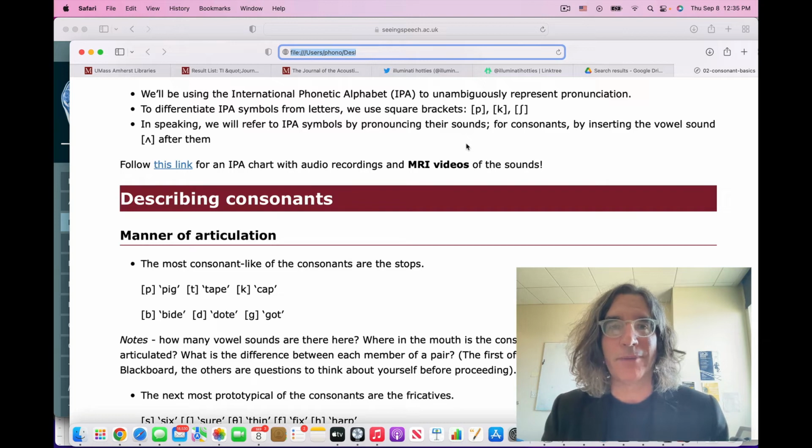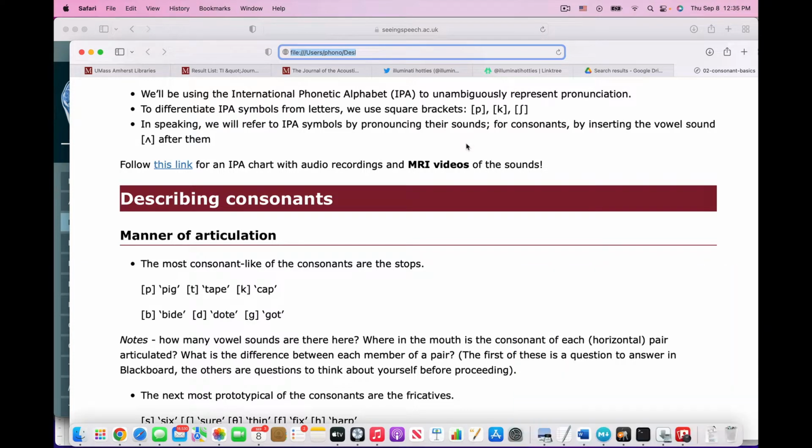Because the English spelling system is such a mess, we and many other people use the International Phonetic Alphabet, IPA, to unambiguously represent pronunciation. And to differentiate IPA symbols from letters, we use square brackets. So as you can see here, P, K, and Sh are enclosed in square brackets. And as I just did when I'm speaking, and I encourage you to do the same thing, refer to IPA symbols by pronouncing their sounds.